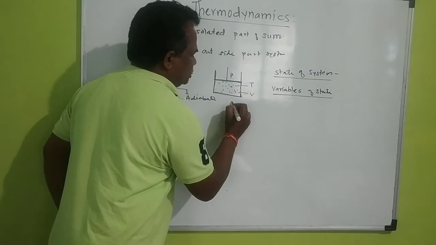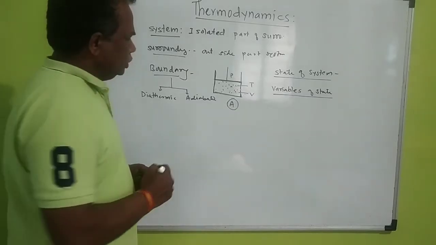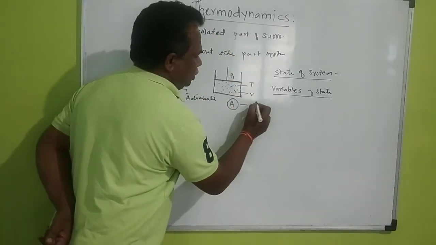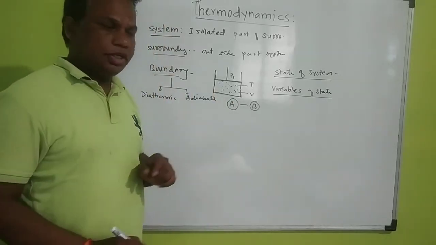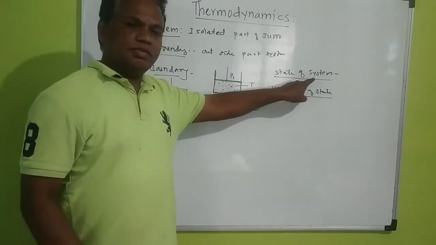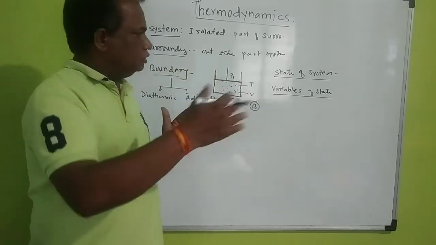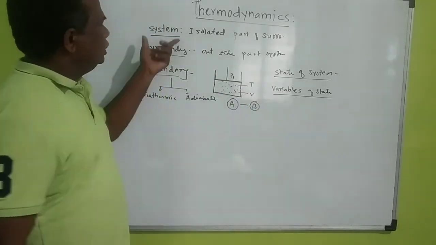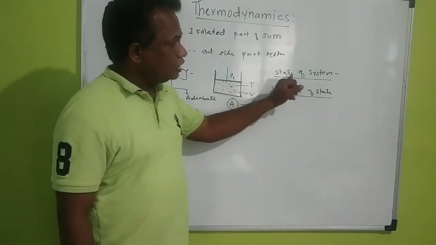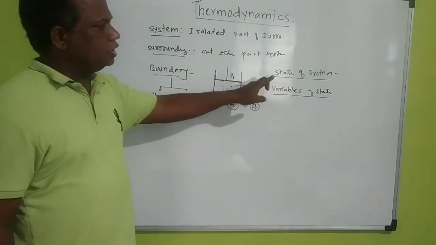Suppose A is a state having pressure P, temperature T, and volume V. If pressure is changed, then state A goes to state B. But the system remains. So when one state variable changes, the state of the system changes, but that does not mean the system changes. Similarly, an engine converts one type of energy into another type of energy, but the engine system remains the same. So these are the variables and state of the system.